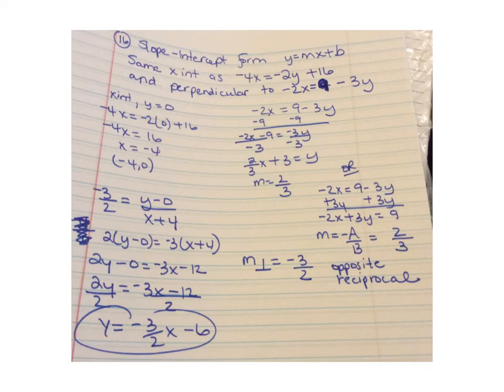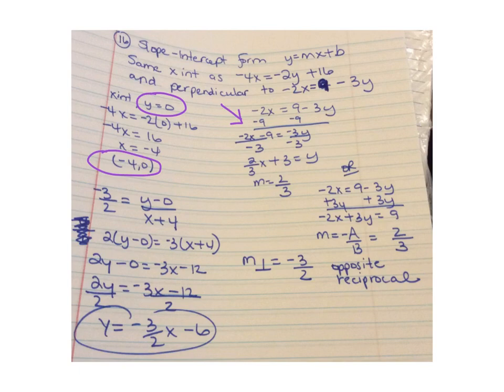So first of all, slope-intercept form is y equals mx plus b. And we want the same x-intercept as negative 4x equals negative 2y plus 16. So I started by finding the x-intercept. To find the x-intercept, you let y equal 0, which I did. And I came up with my x-intercept is negative 4, 0, so there's my point. And then it's perpendicular to negative 2x equals 9 minus 3y. So the first thing I did was I put it in slope-intercept form, y equals mx plus b, and I found my slope was 2/3.